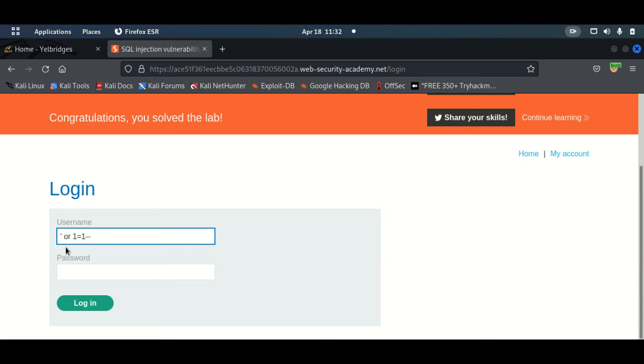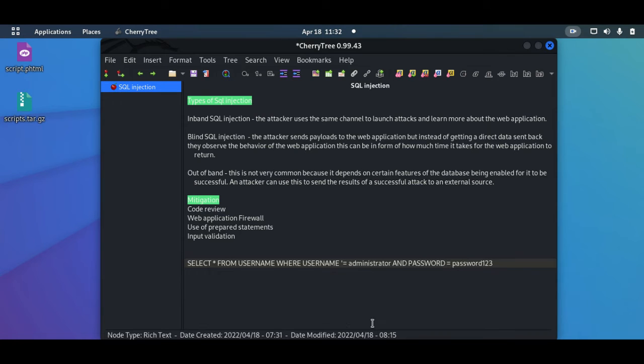The apostrophe over here is going to break out of the typical SQL statement, and the typical SQL statement looks something like here. When you input the username and the password, the parser or the web application in the backend is going to ensure that the username that we supplied is equal to the username in the database, right? And the password that we supplied matches the password of the username that we supplied, right? And if it doesn't match, we're going to get an invalid login.